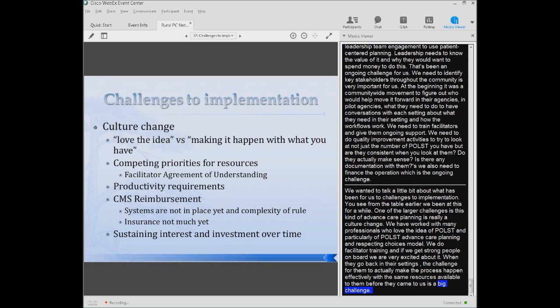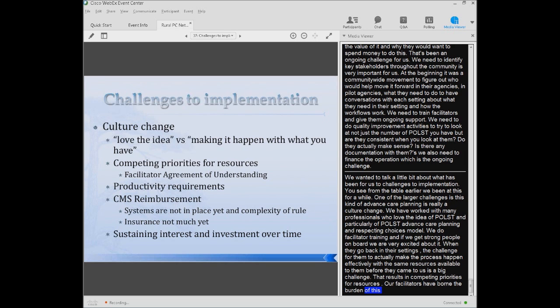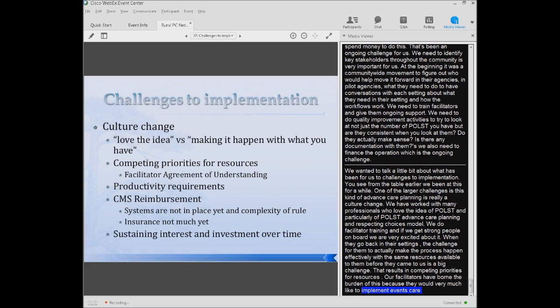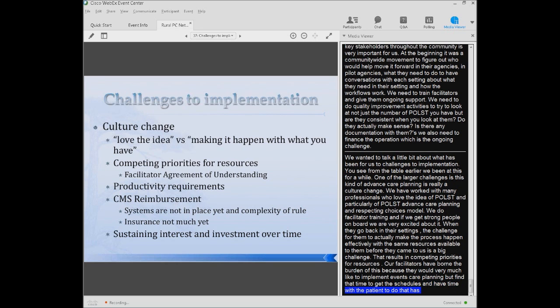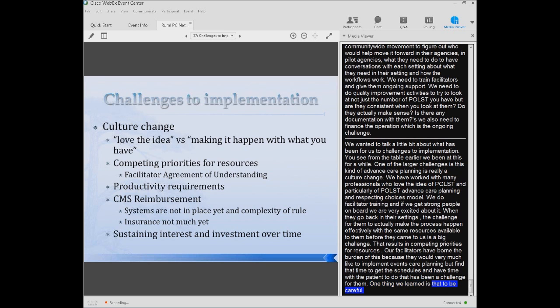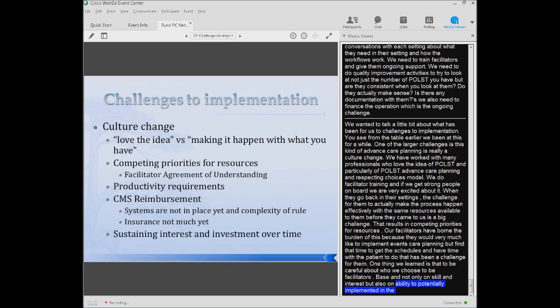And our facilitators especially have borne the burden of this because they would very much like to implement POLST-type advanced care planning, but finding the time to get this meeting scheduled and to actually have time with the patients to do that's been a challenge for them. One of the things we learned from this is to be really careful about who we choose to be facilitators, based not only on their skill and interest, but also on their ability to potentially implement it in the role that they're currently in.